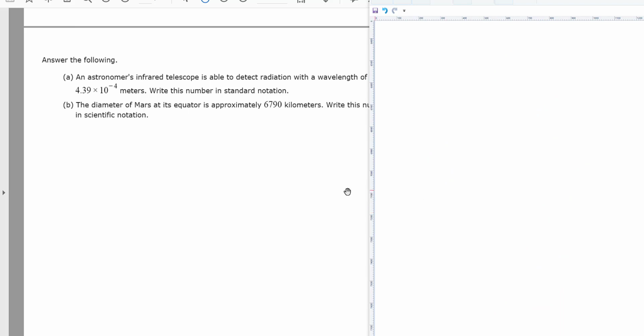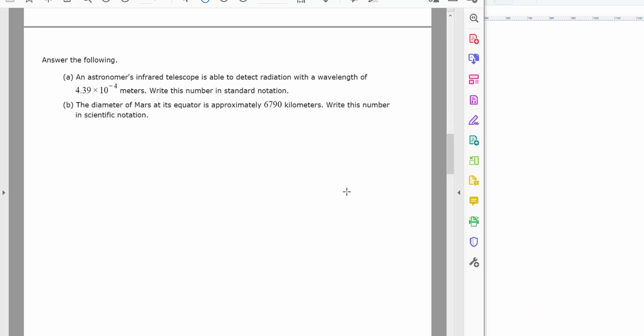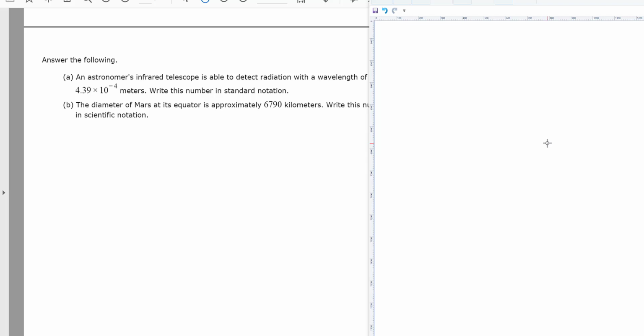Part 2. The diameter of Mars at its equator is approximately 6,790 kilometers. Write the number in scientific notation. Now let's talk about the specifics of scientific notation. It's going to be some number n times 10 to some power, where n is 1 or bigger, up until 10 but not including 10. It has to be less than 10 and bigger than or equal to 1.